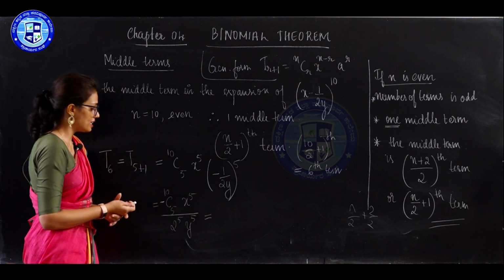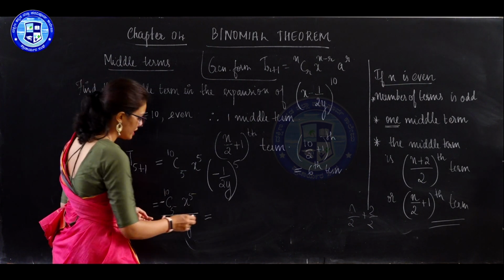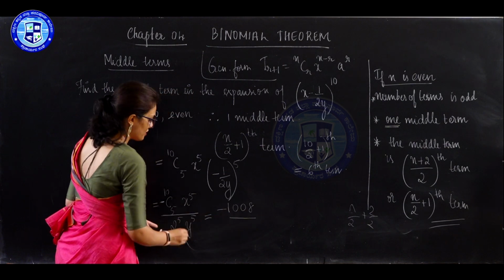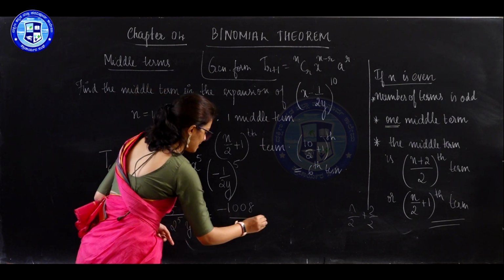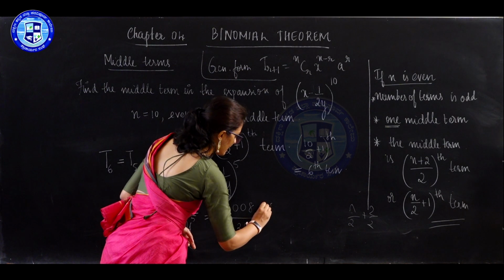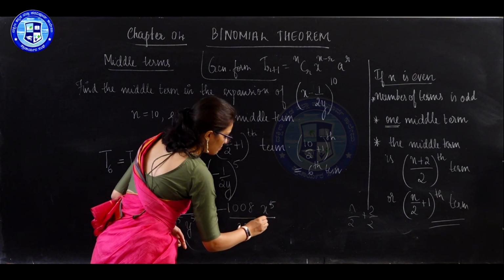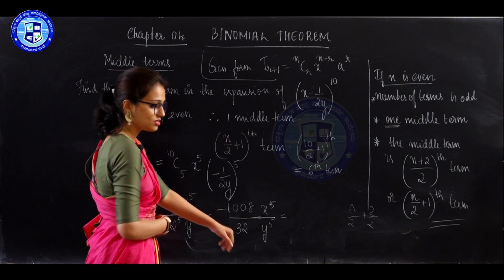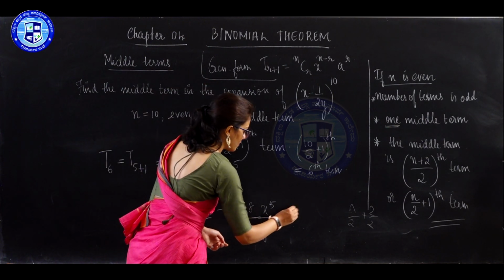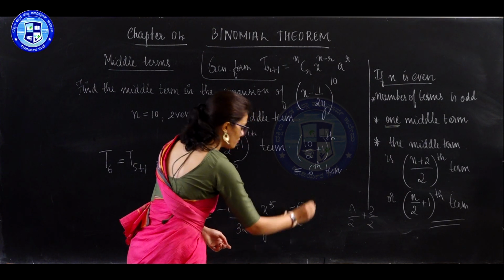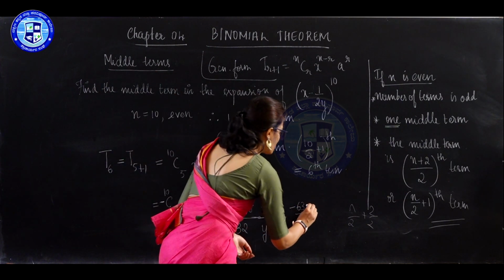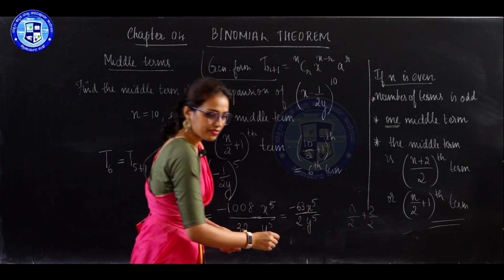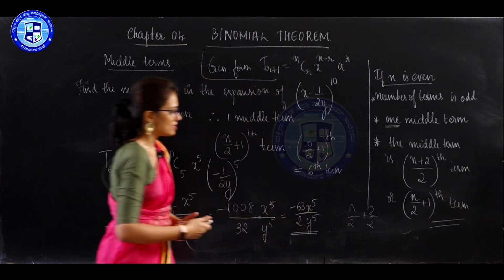So, if you calculate, 10C5 will be equal to 252, 2 to the power 5 is 32, this will be into x to the power 5 divided by y to the power 5. So, we can cancel out these terms, we get minus 63 divided by 2 when you simplify, x to the power 5 divided by y to the power 5. This is the required answer.